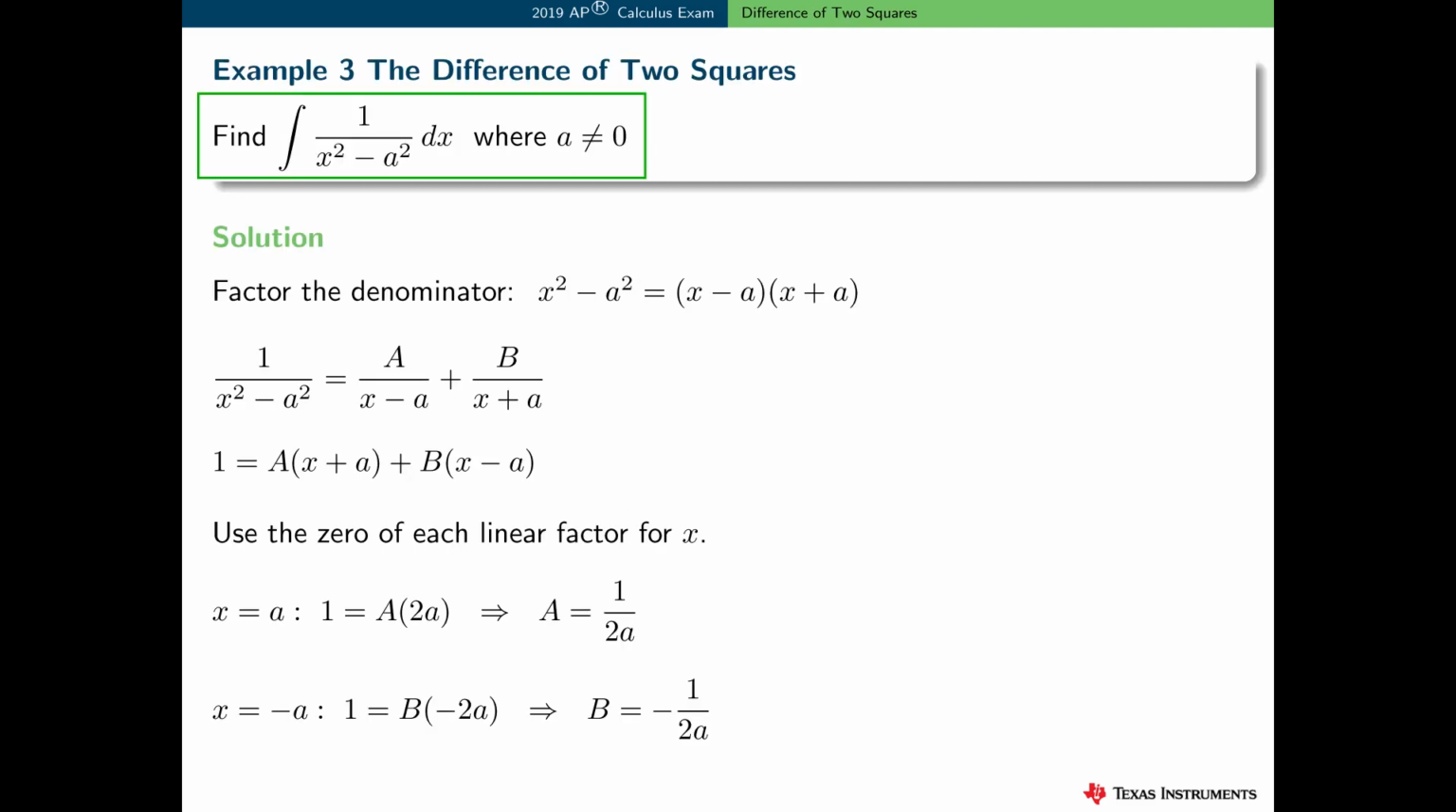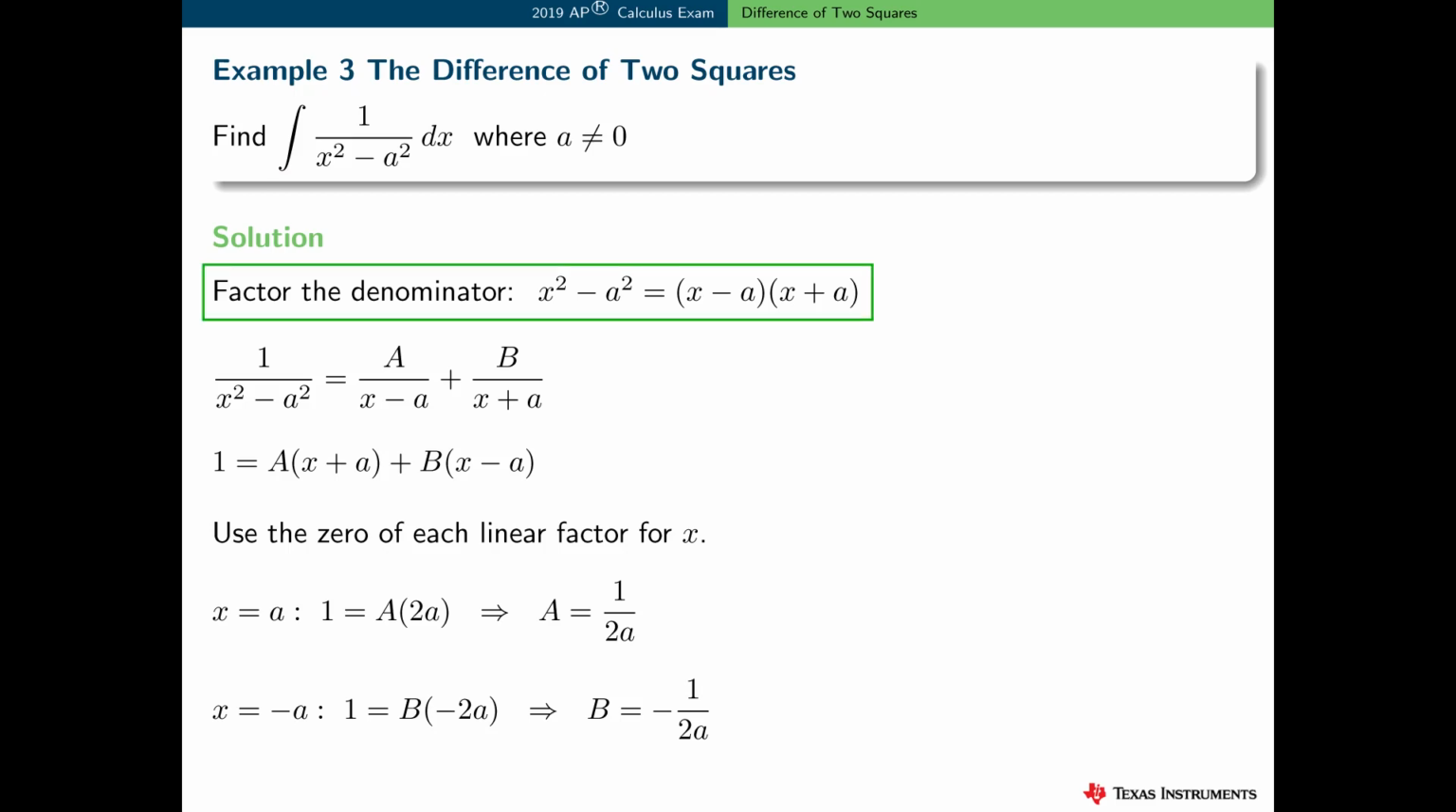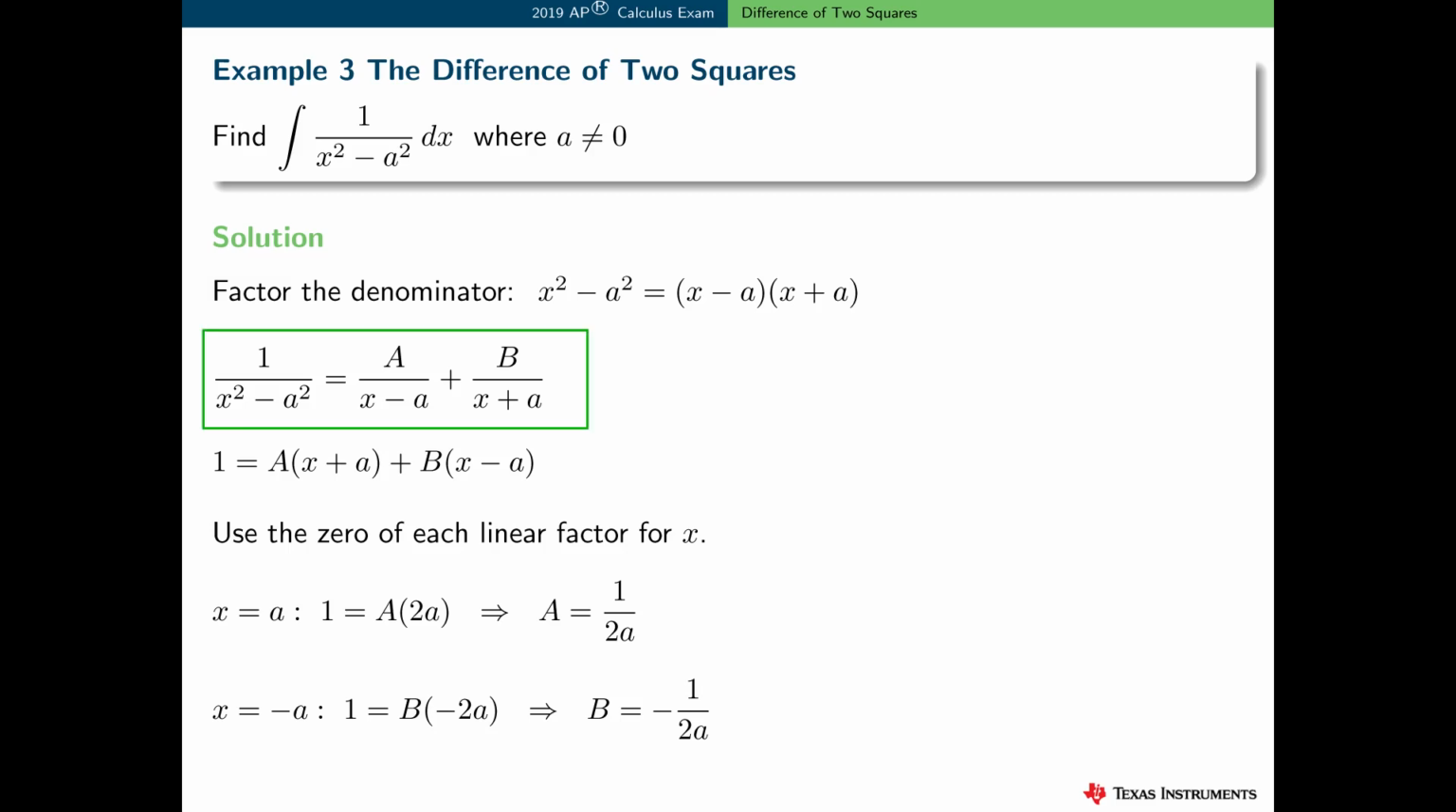I'd like to consider one more common example, and this problem involves the difference of two squares. Let's see if we can evaluate this indefinite integral. The integrand is a rational function, and a good candidate for partial fractions. So we factor the denominator completely. And here, x squared minus a squared is equal to x minus a times x plus a. Each factor is linear, raised to the first power.